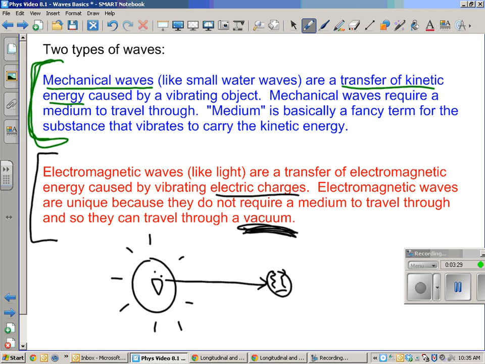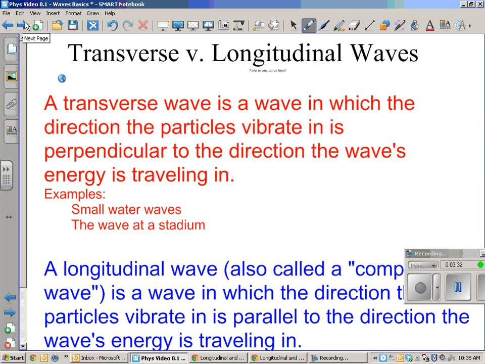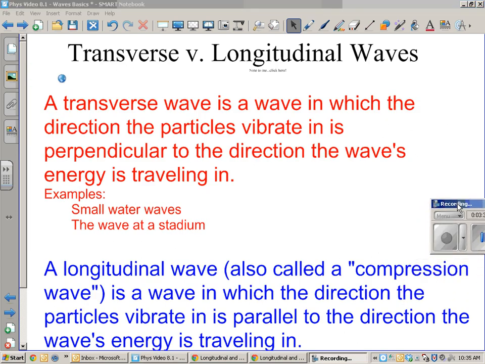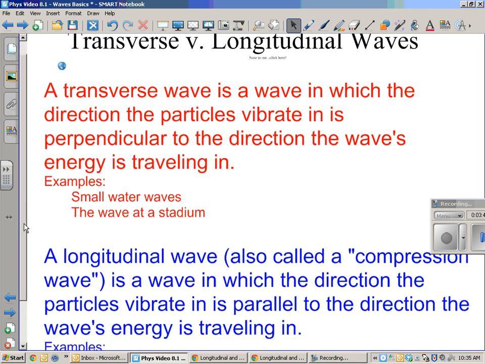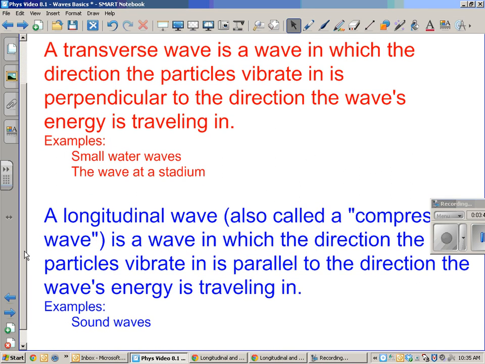All right. So within mechanical waves, there are two types. There are transverse and longitudinal waves. These definitions should hopefully look relatively familiar. A transverse wave is a wave in which the direction the particles vibrate is perpendicular to the direction the wave's energy is traveling. So you might have a particle vibrating up and down, but the energy would get transferred this way.